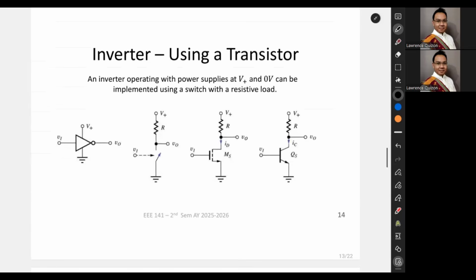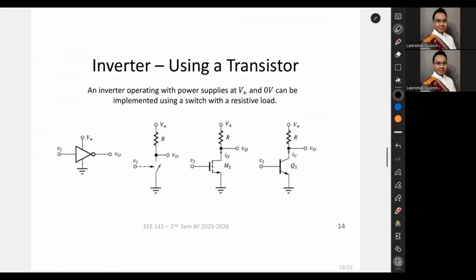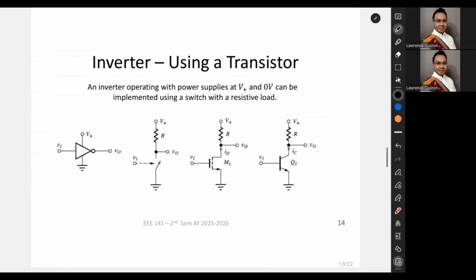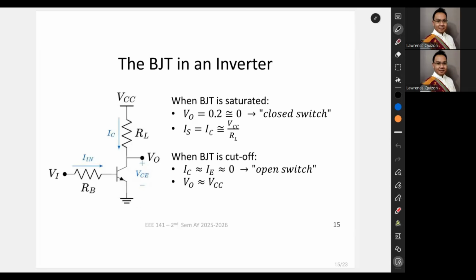If we try to implement an inverter using a transistor, we would have something like this. For example, here, an inverter operating with power supplies at V plus and 0 volts can be implemented using a switch with a resistive load. Any switch can work. You can use a MOSFET, you can use a BJT. So our basic CE amplifier can be used as an inverter if we bias it for saturation.